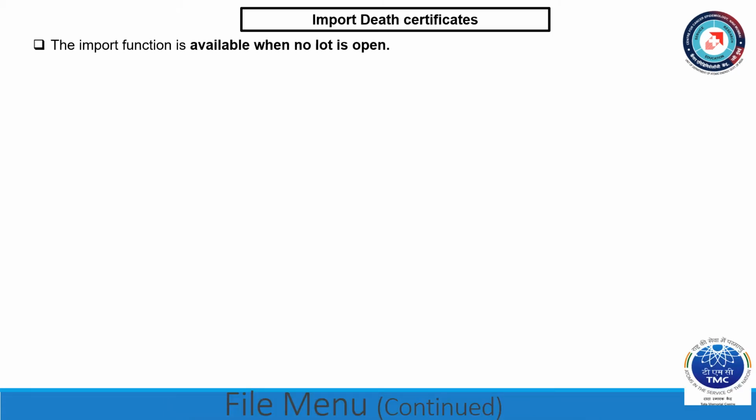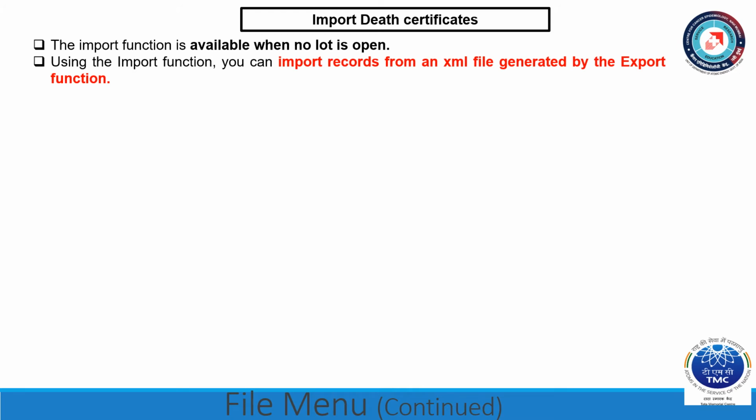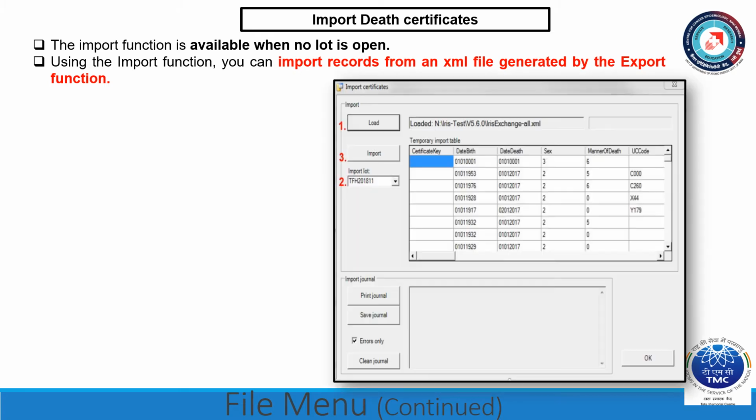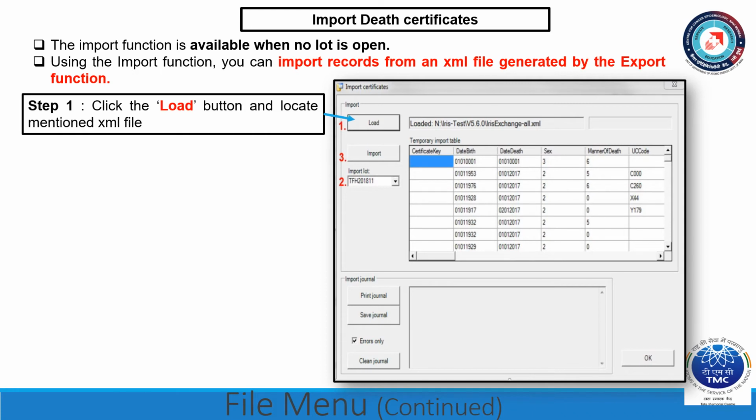Import. The import function is available when no lot is open. Using the import function, you can import records from an XML file generated by the export function. Following are steps to import certificates. First step, click the load button and locate the mentioned XML file.